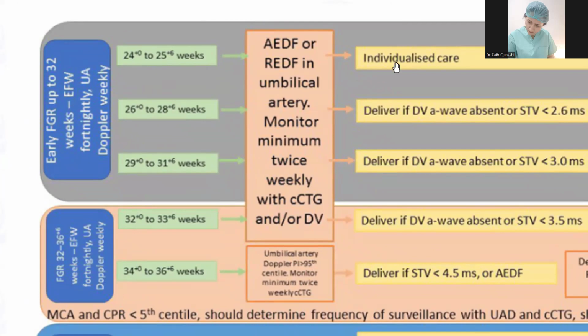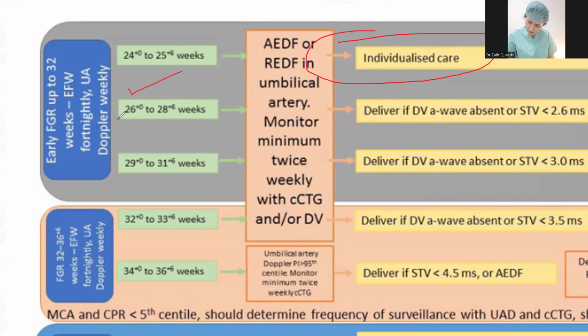Okay, and then you will do the management according to the gestational age, 24 to 25 plus 6 weeks. If there is absent end diastolic flow or reduced end diastolic flow in umbilical artery, you will monitor minimum twice weekly with CTG and/or ductus venosus, because we are talking about early onset. This set of women, 24 to 25 plus 6 weeks, extreme preterm birth. So we will do individualized care.